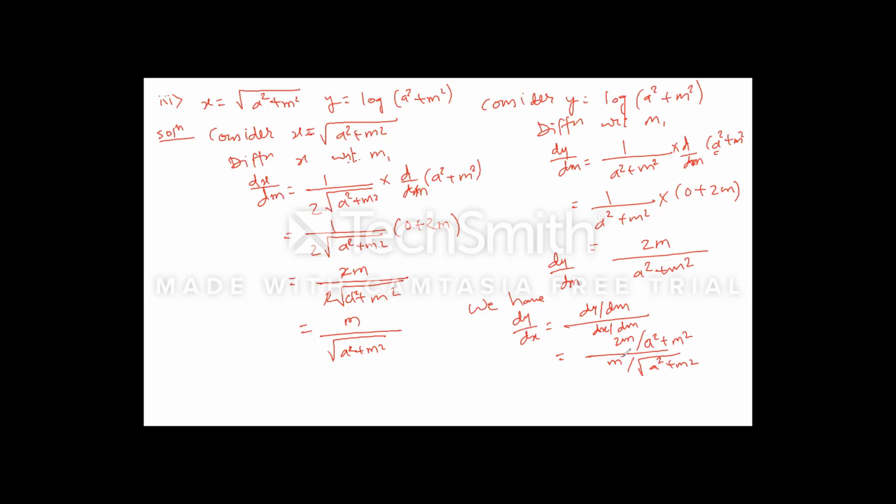Now you can see m will get cancelled here, and there is a root in one and no root in the other. So this a square plus m square, we can also write as root a square plus m square into root a square plus m square. This term is in the denominator, so it goes up and is multiplied. Now a square plus m square cancelled, and the final answer is 2 upon root a square plus m square, and this is our final answer.